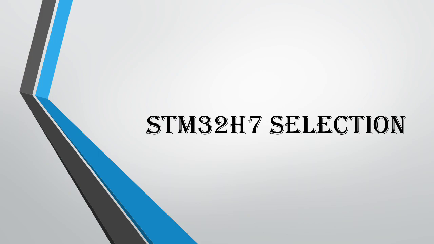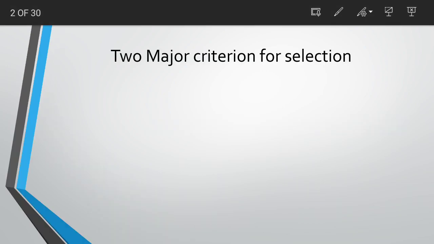This is a session on selecting STM32H7 over the STM32F series. There are two major criteria for the selection. One depends upon the performance, and the next is the kernel facilities available in the STM32H7 family. So let's quickly jump into performance.